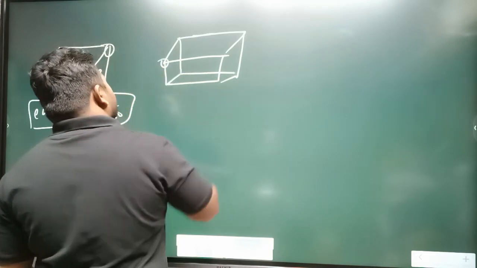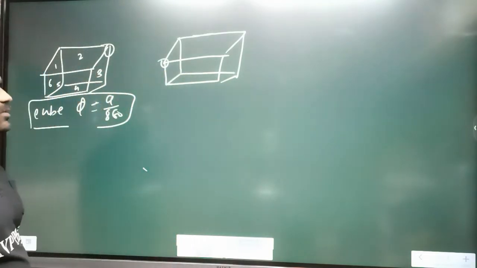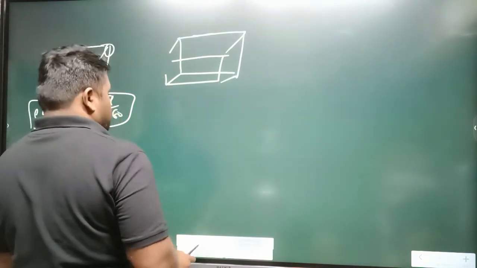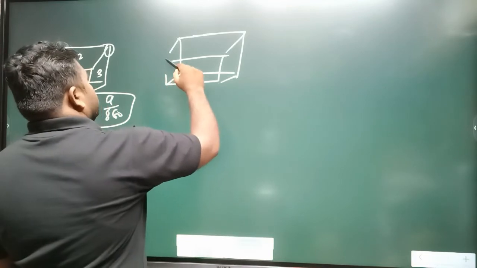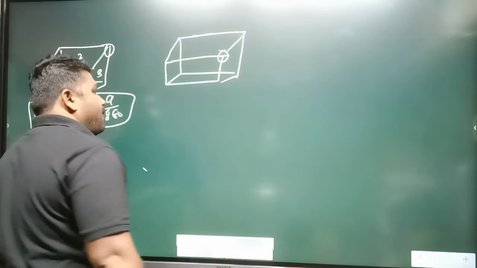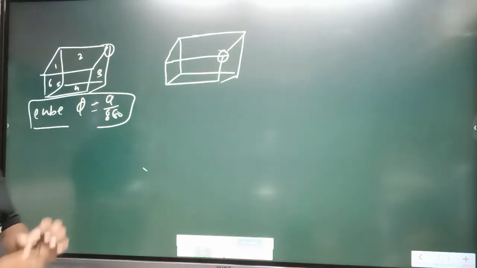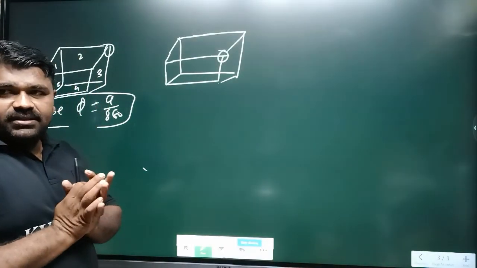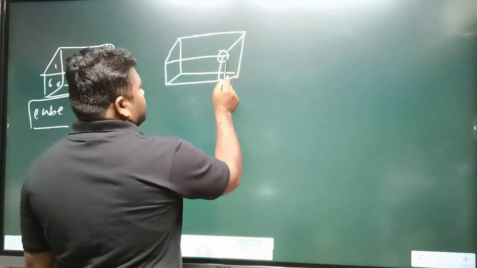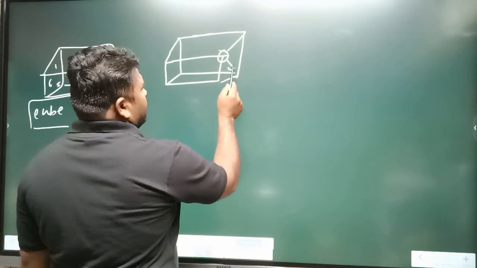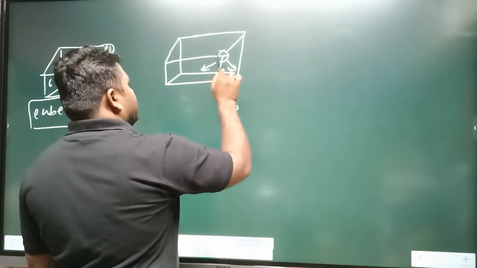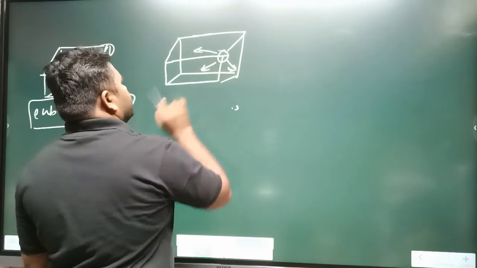Suppose you can take this one as a charge. Okay, this one is a charge. Charge is here. Flux is scattered in all directions. In this direction, flux is going like that. Second one, flux is in this direction. And third one, here, flux is in this direction.